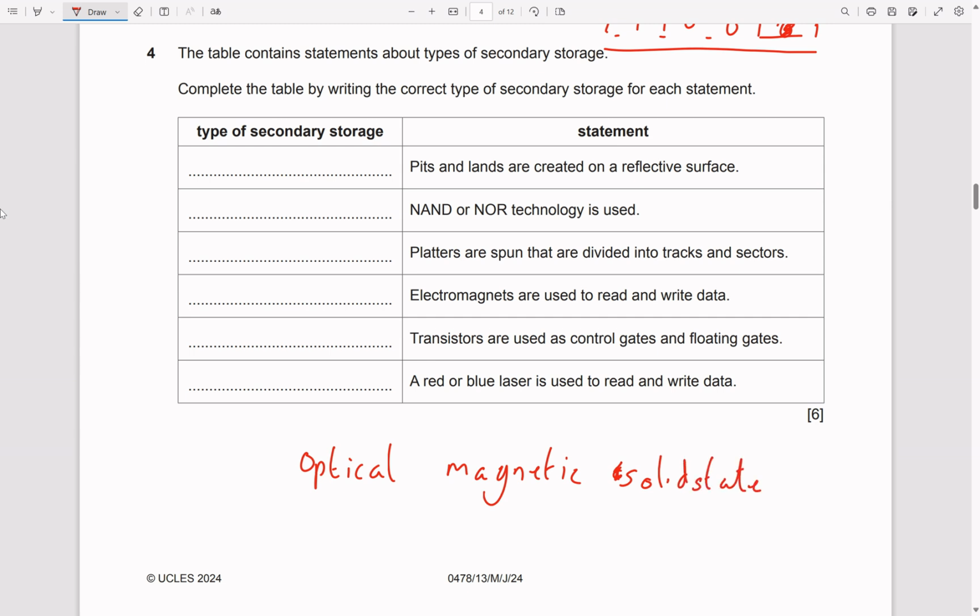So I was thinking, does it want us to list these general terms, or does it want us to list specific ones, like CD, hard drive, say SSD? But I think when it says type, they're really talking about the general type. So when it says pits and lands are created on a reflective surface, this is talking about CD, DVD, Blu-ray, right? So this is going to be optical.